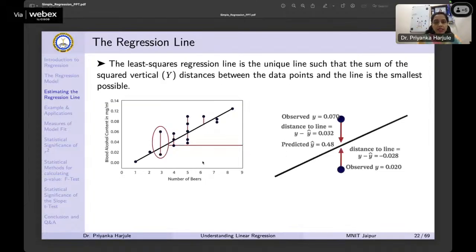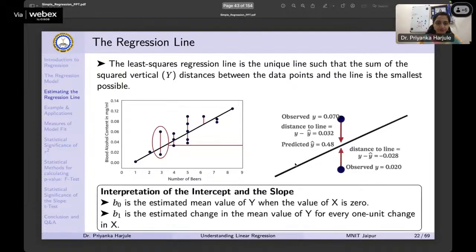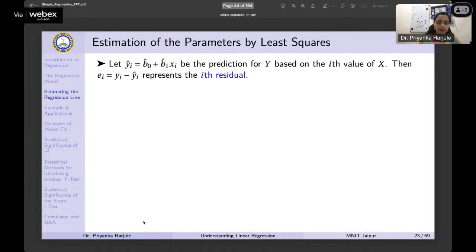So the least squares regression line looks like this, and it will give us an intercept and a slope. Okay. So what do they mean? Intercept, basically, as we all know as students of mathematics, is the estimated value of the dependent variable when the value of the independent variable is 0. And what does the slope mean? It is the change in the mean value of the dependent variable for every unit change in the value of the independent variable.